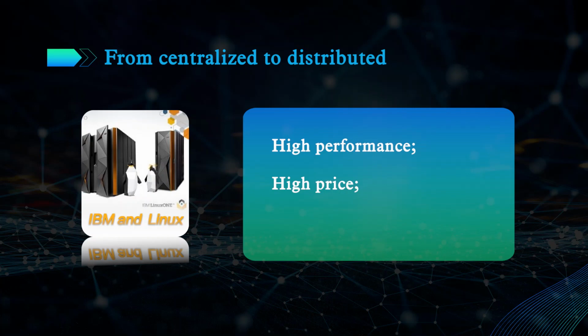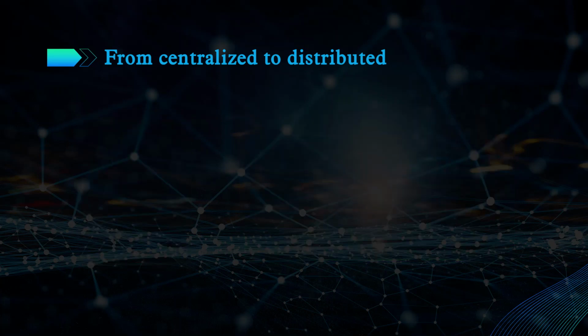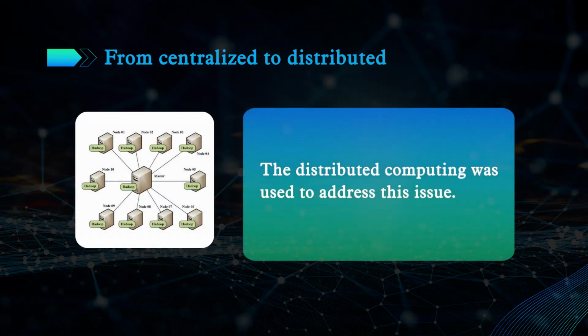Because it is very reliable, like the IBM Z-series server, which can reach the reliability of 99.9999%, known as zero downtime. So it is called Z-series. High performance and high reliability means high price, but no company can afford such an expensive server to deal with the big data issue. So distributed computing was used to address this issue.